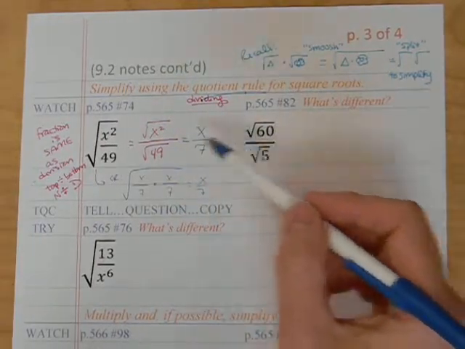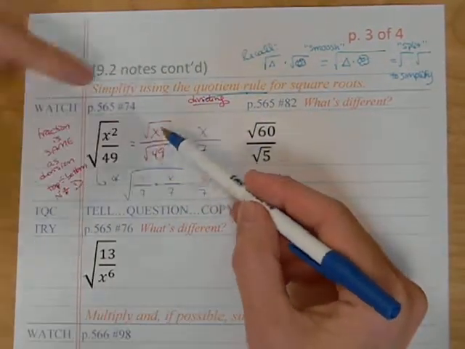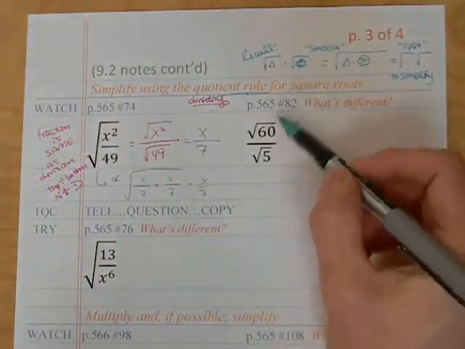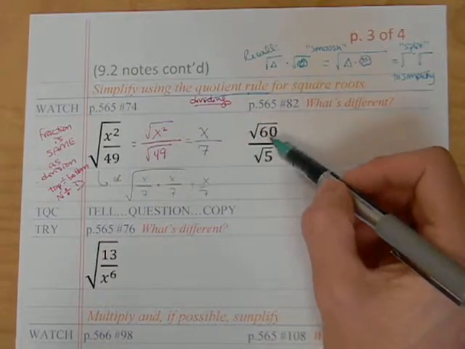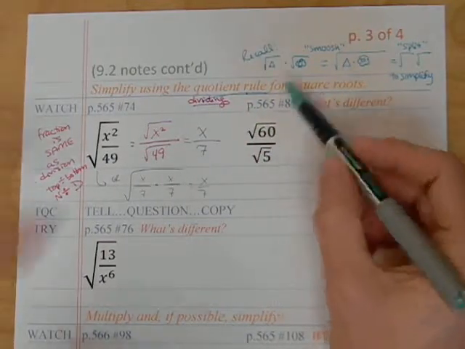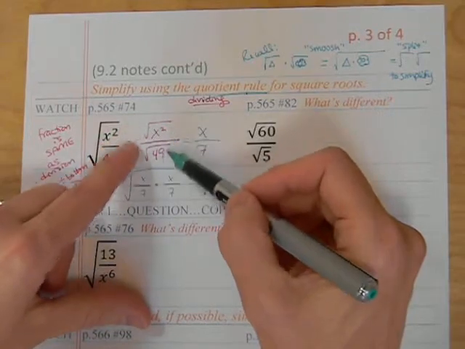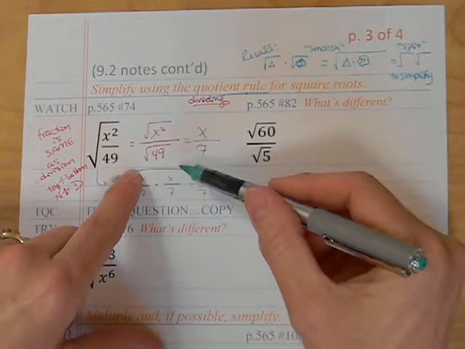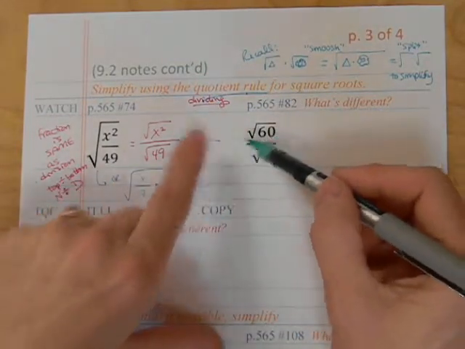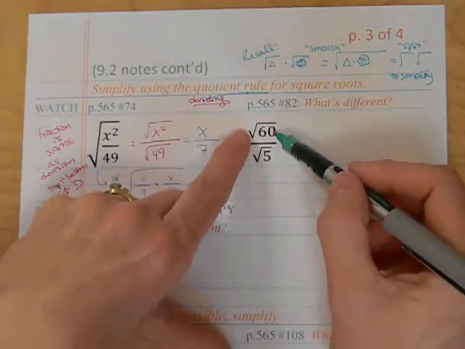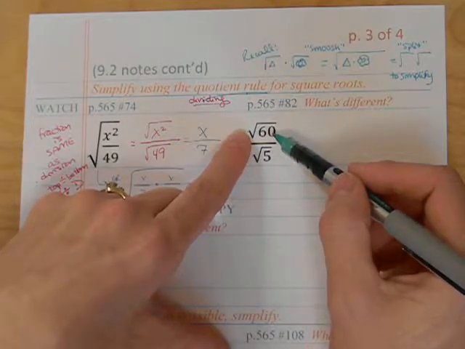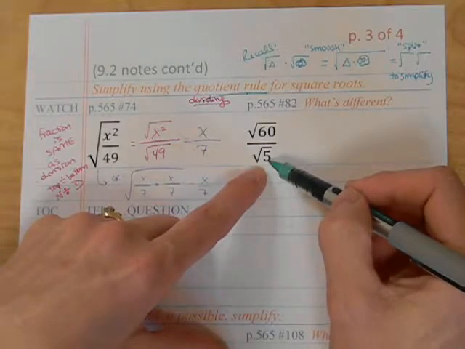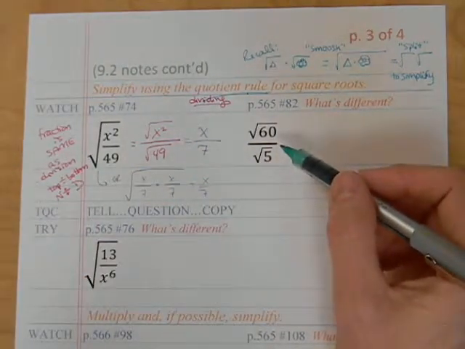But it's not always going to be the case, so we need to know how to split and recombine as needed. Let's look at number 82, what's different. Well, as we look at this one, it starts with a radical on the top, radical on the bottom. That's great for number 74 because we knew the square root of x squared and the square root of 49 to be nice numbers, to work out with the variable. But the square root of 60 is not a nice number. 60 is not a perfect square. And the square root of 5 is definitely not a nice number. 5 is not a perfect square. So now we need to apply the reverse of that.